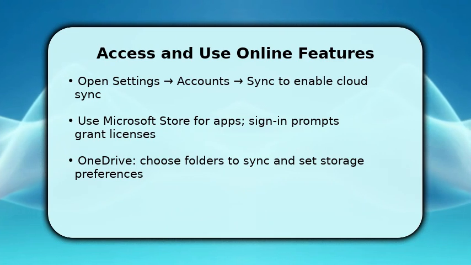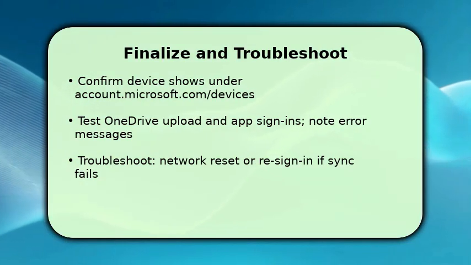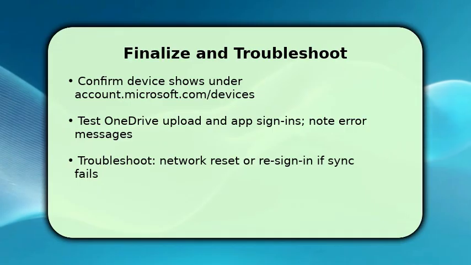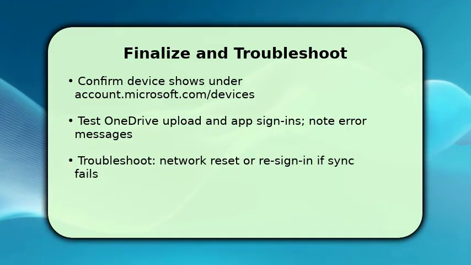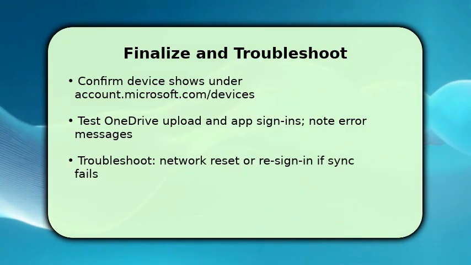Finish by verifying your device appears on your Microsoft account page so remote services work. Test key functions. Upload a file to OneDrive and open a Store app to confirm sign-in and licensing. If something fails, sign out and sign back in to refresh tokens.